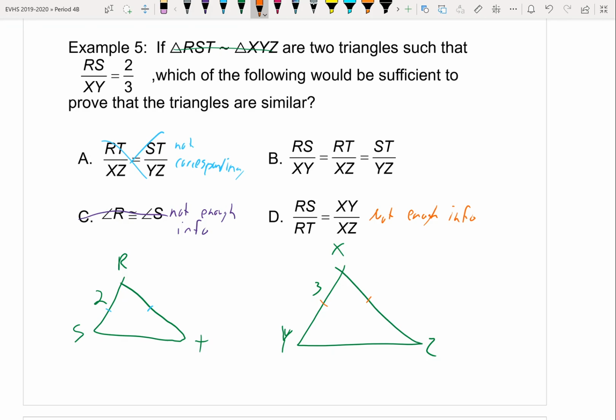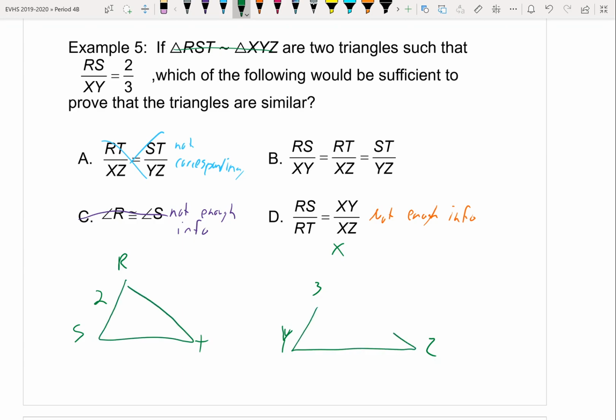And oh, look, I did it again. I'm going to have to erase my entire triangle to get my marks gone. So that means I'm really hoping it's B, but let's see what we've got here. RS over XY, so these two are proportional. RT and XZ are proportional. And then ST and YZ, all those are proportional. So yes, this guy looks like the correct one because it shows me that we've got three sets of sides that are proportional. So that works by side, side, side.